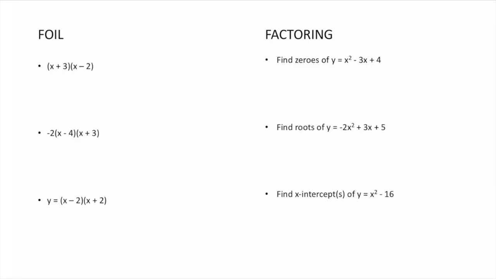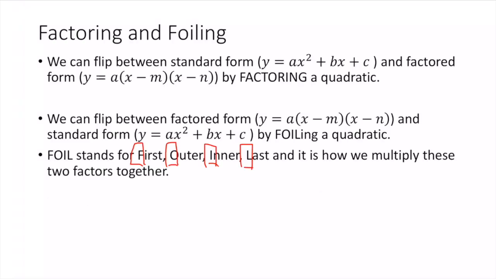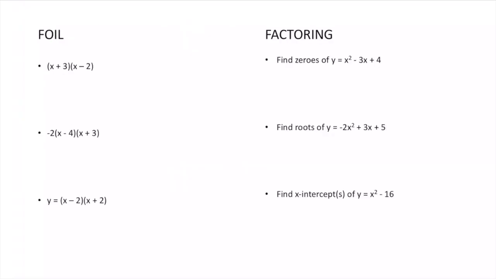So a few quick examples of those. The first terms here are the x's. So we have x squared. The outer terms here are x and -2. Multiply those together. My inner terms are 3 and x. Multiply those together. And then the last terms are +3 and -2. And then again, we just simplify that. +x minus 6.